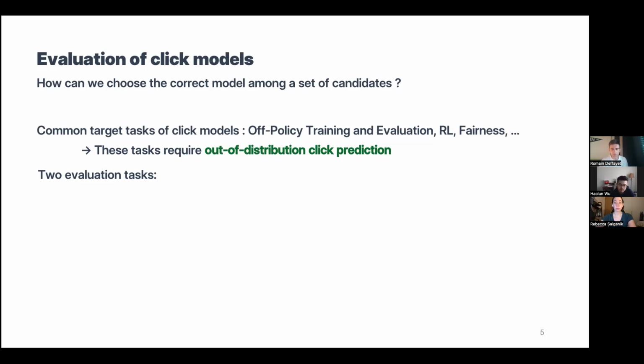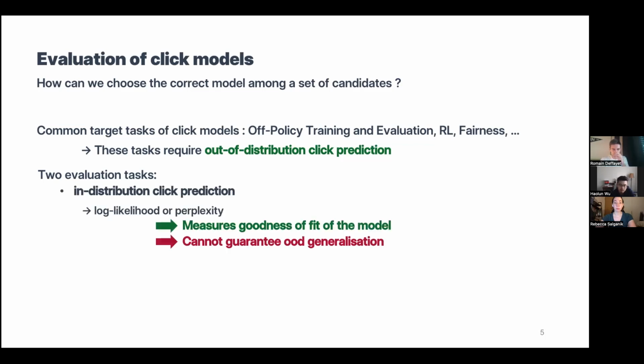So yeah, the model needs to be able to predict the click outside of its training distribution. But now if we look at the evaluation protocol that exists, the first one is in-distribution click prediction. So it's in distribution because you take your data set, you split it randomly into train and test, and then you just use a binary classification metric like log likelihood, for example, to measure the goodness of fit of the model. So on one hand, it's good because we want a model that fits the data well, but it does not tell you the full story, and it does not tell you anything about the out-of-distribution capability of the model.